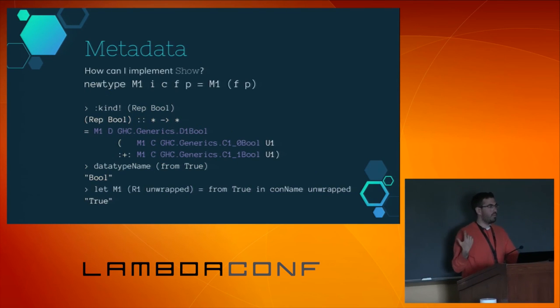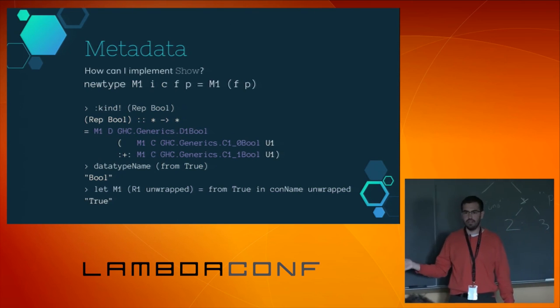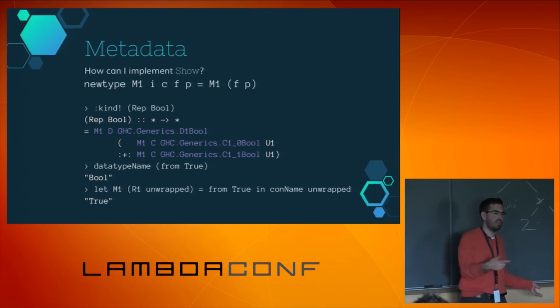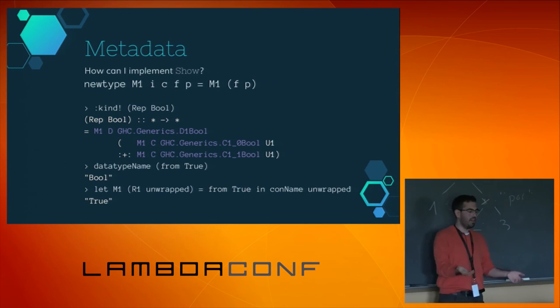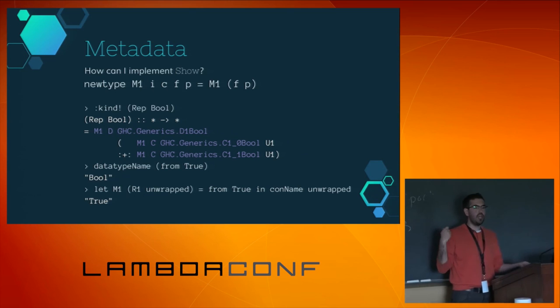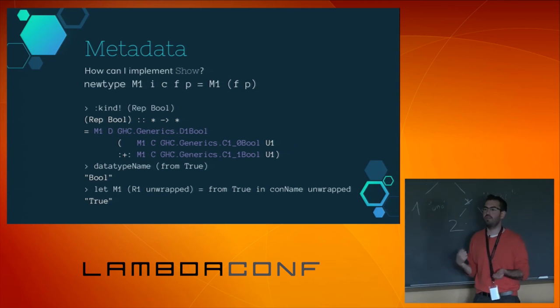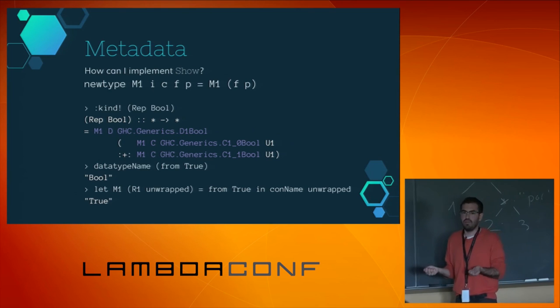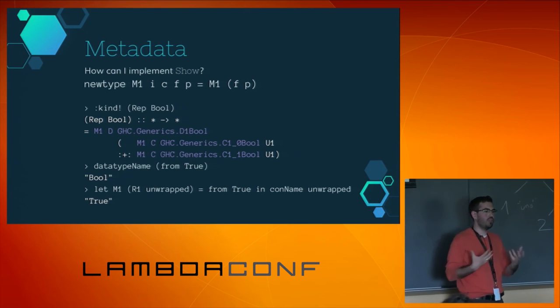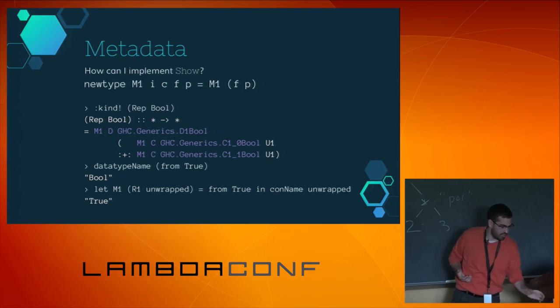The problem is, OK, you can implement equality, but you cannot implement show. That's what I said, I would let you know how to do it. And the problem is that we know how to choose a constructor, but we lost the information about the name of the constructor. What is the name? Is it a field? We need all this information to be able to derive a Show instance.